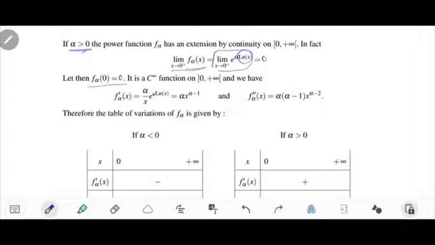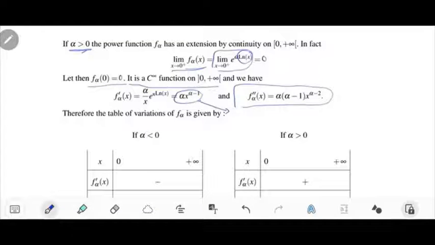equals 0. Of course, these functions are C infinity on 0 to plus infinity, and we have the derivative f prime alpha of x being equal to alpha over x times e to the alpha ln of x, which is alpha x to the power alpha minus 1, which is very nice because it also agrees with the derivative of the power functions when alpha is an integer or a rational. Okay, and if we calculate also the second derivative, it will be alpha times alpha minus 1 times x to the alpha minus 2. So it also agrees with what we already know about the derivative of x to the power 2, x to the power 3, and all the power functions when alpha is rational.